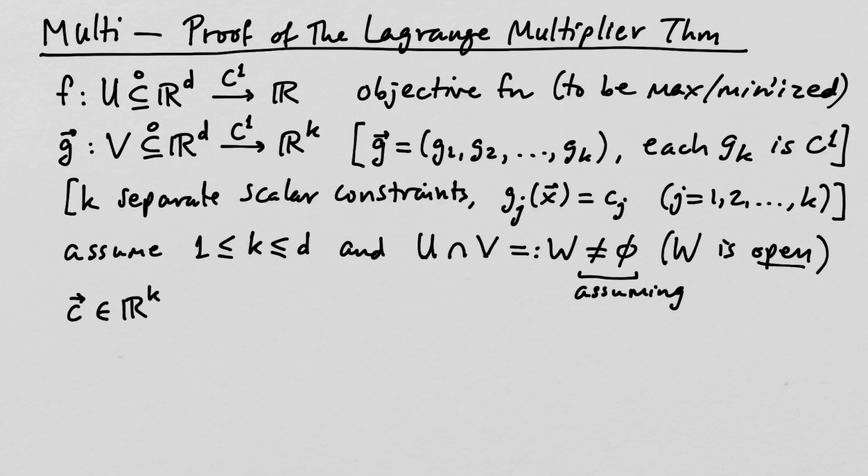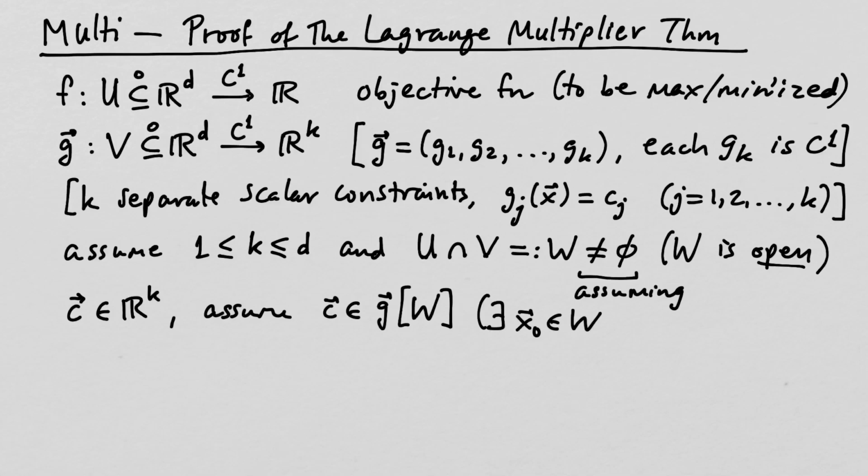Okay, the vector c, we're going to assume, is in the image of the set W under the mapping g. So what that means is that there exists a particular point x0 that's in W, in other words, it's in both of the domains, and satisfies the equation g of x0 equals c. So the value c is actually taken on by the function g, precisely at this point x0, and that point x0 happens to belong to W. In other words, it belongs to both domains. So we're assuming the existence of such a point.